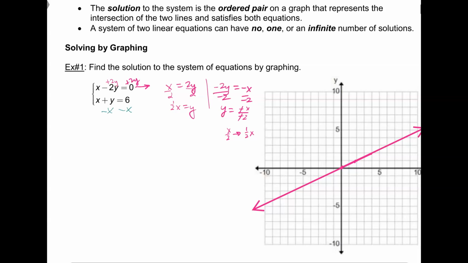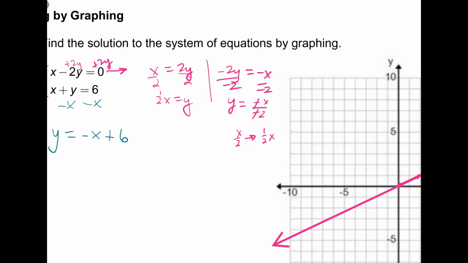Subtract x from both sides. So I have y equals negative x plus 6. Let me finish graphing, then I'll answer your question. So the y-intercept is 6.